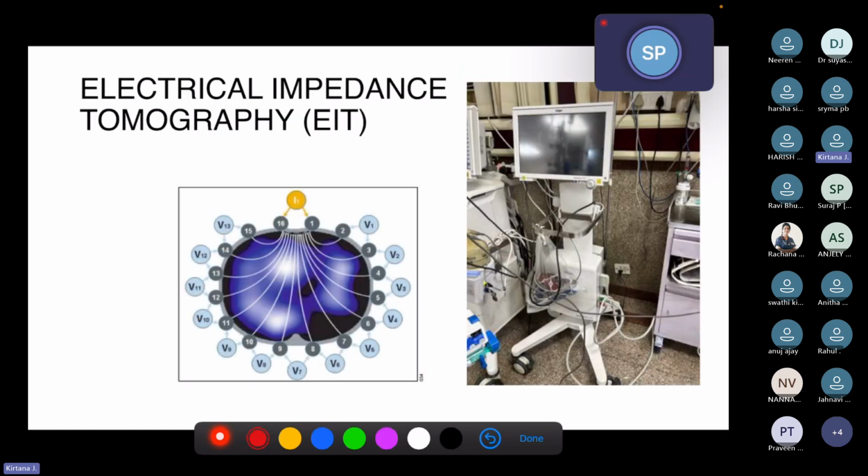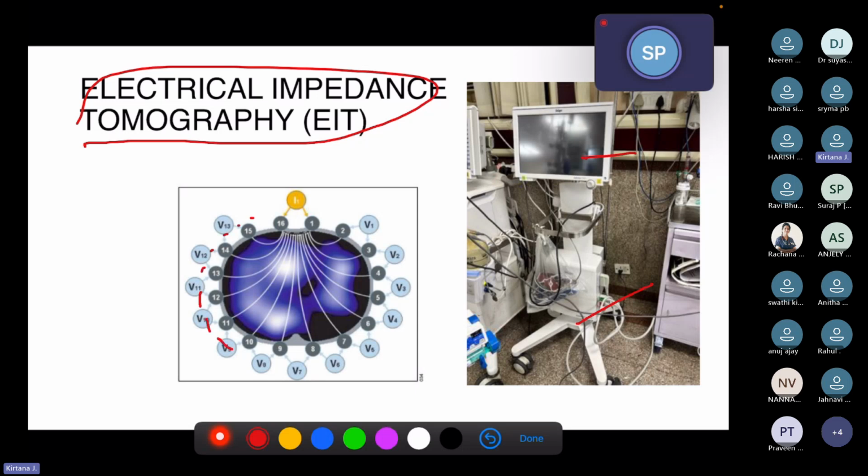We also have a newer modality now that is known as the electrical impedance tomography. It's a relatively newer tool, and I don't think so many centers have it. We were fortunate to have it in our ICU when I was working at the Department of Pulmonary Medicine at AIIMS. So what this technique is, this machine almost looks like a ventilator.